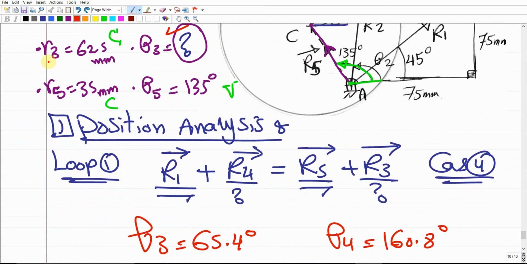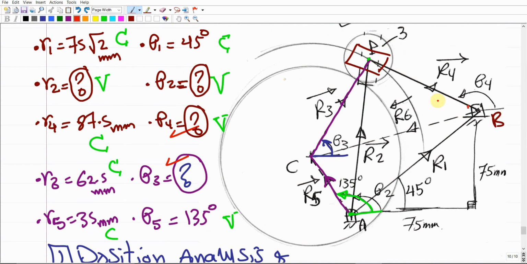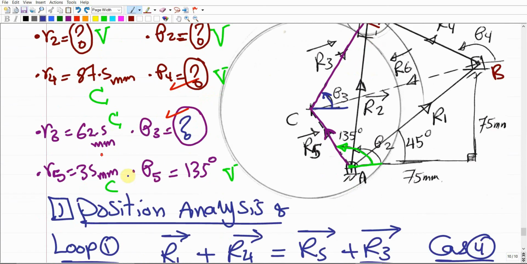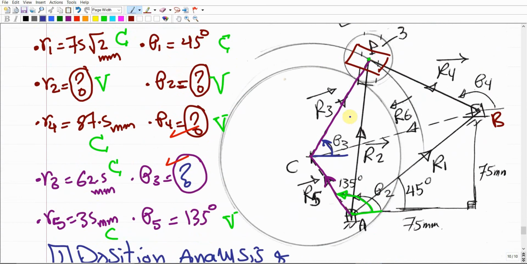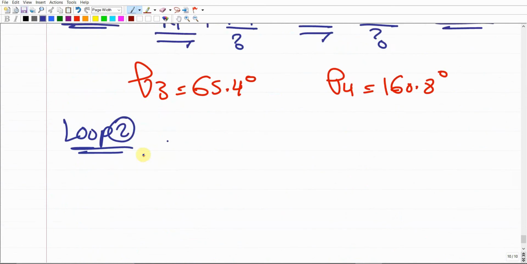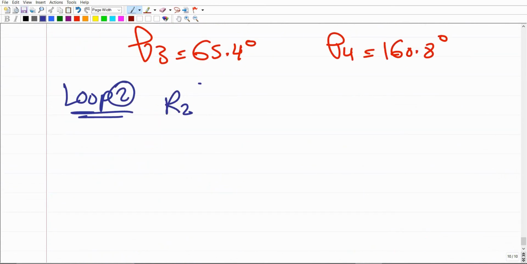This is the main loop that we are needing because we are interested in the angular velocity and acceleration of this follower, definitely. So now we're gonna move to the second loop, loop 2. For the second loop, we do have here R2, R1 and R4 going in the same direction, but R2 in an opposite direction. So we're gonna have here R2 as a vector. It is fully unknown, equal the R1 vector plus R4 vector.